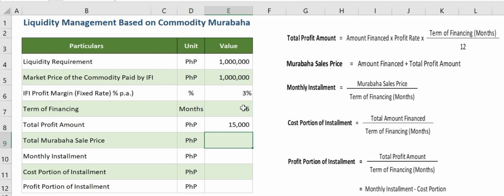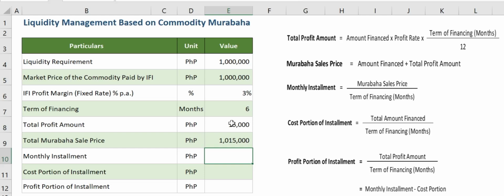Since we already determined the total profit amount, we can simply calculate the Murabaha sales price, which is actually the amount of liquidity requirement plus the total profit amount. As such, the total Murabaha sales price is 1,015,000.